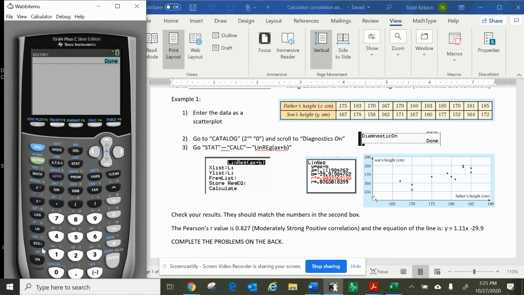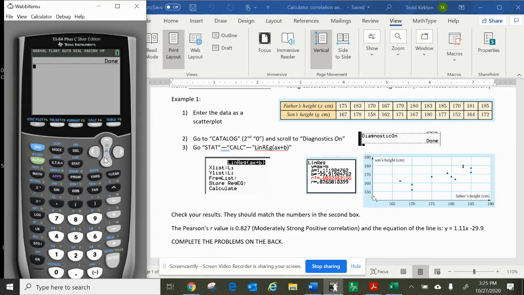There's something you need to do first after you enter the data. You need to go to catalog, which is second 0, and scroll all the way down to where it says diagnostics on. We need the diagnostics to be on to work. They might be on, they might not be, depending on your calculator. Every time the calculator resets, though, it turns off the diagnostics, and we want those to be on. So you literally just go to diagnostics on, hit enter, done.